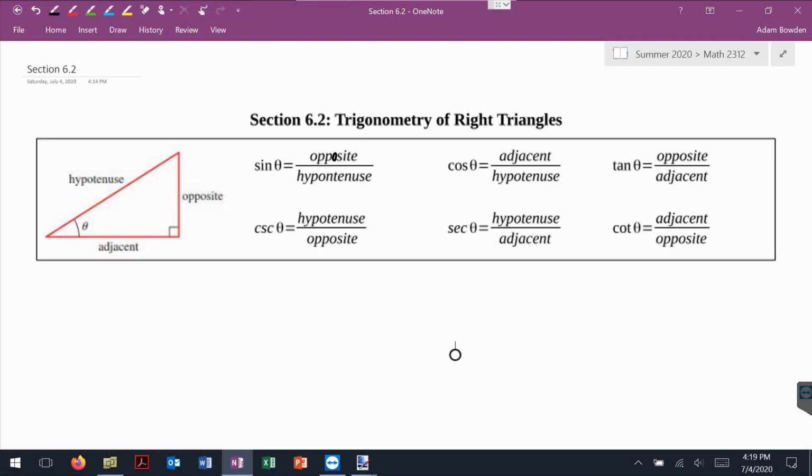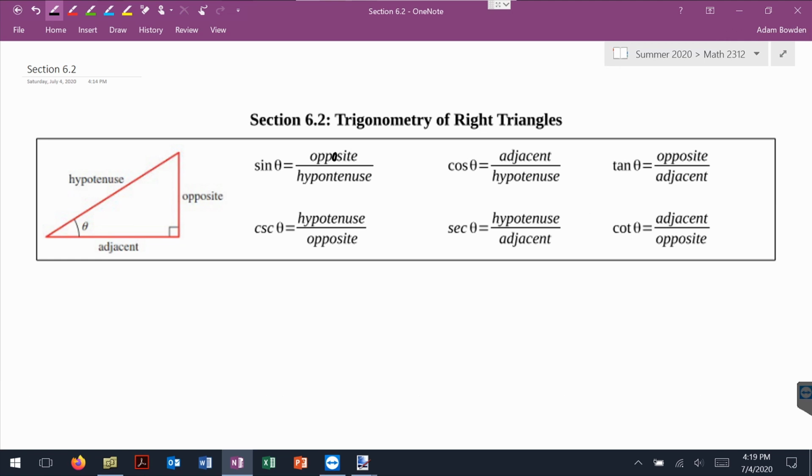For section 6.2, we're going to look at the trig functions, but from a right triangle perspective. Here we have the definitions of the sine, cosine, tangent, cosecant, secant, and cotangent, but all based on a right triangle instead of the unit circle.